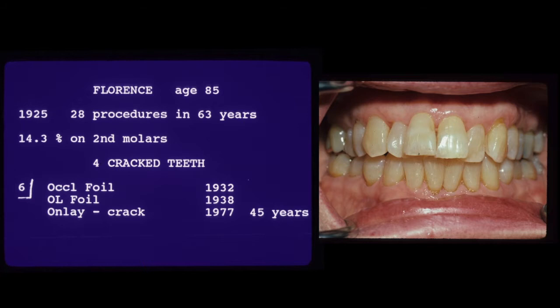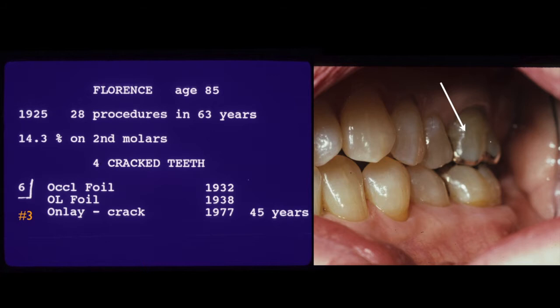This is Florence, who was age 85 in 1988. She started with my dad in 1925, had 28 procedures in 63 years, 14% on second molars. You will notice that '25 is a year before my dad graduated, and this worked because my grandfather was also a dentist, so Pop had an office in which he could see his sweetheart. They were married right after his graduation, so Mom cracked 4 teeth.